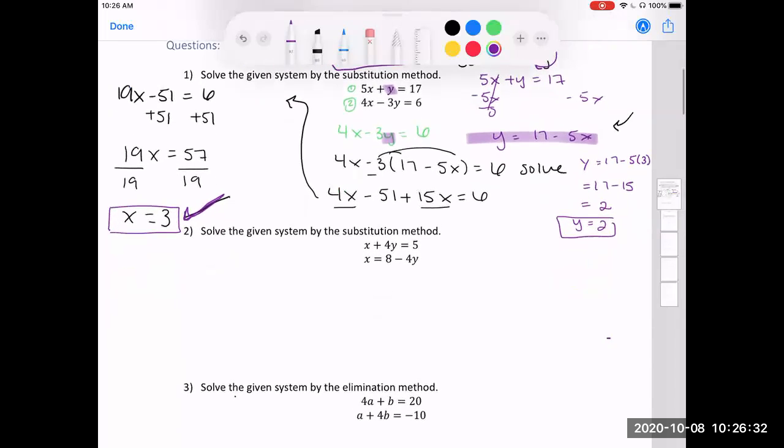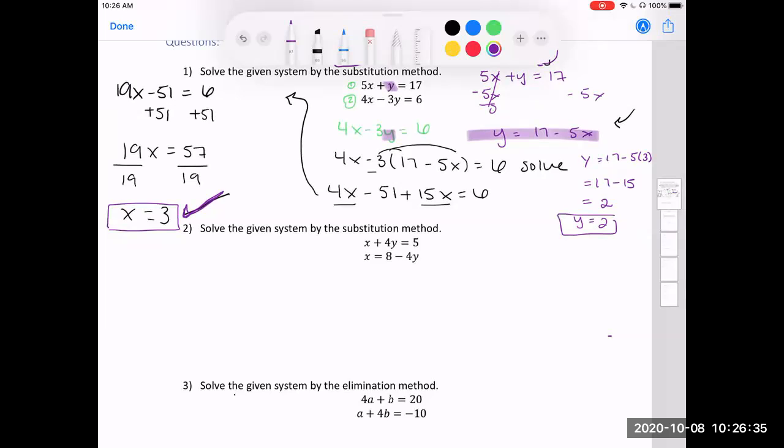Okay, on to the next one. Solve the system by substitution. Now what's nice about this one is, if you notice, this x is already by itself. So that first step is kind of done for us already. So we have x plus 4 times y equals 5. And now we're going to let x be that whole thing, 8 minus 4y. So that I have 8 minus 4y plus 4y equals 5.